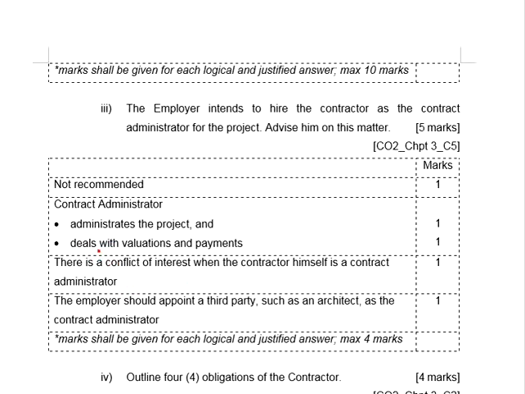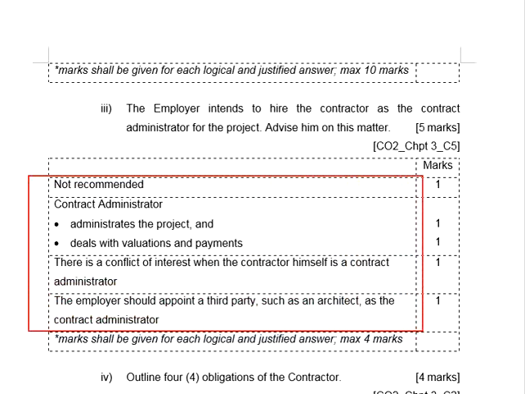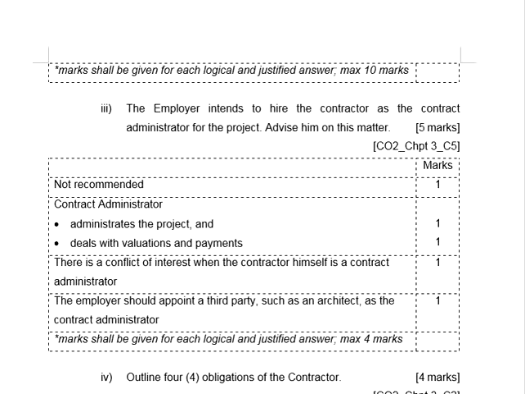It could be due to the conflict of interest. And probably you are expecting some answers on what the employer should do. The employer should appoint a third party as the contract administrator. And if you refer to the notes given, you will not see any of those. That means this one will have to be on the basis of the understanding of the students in terms of the contracts.